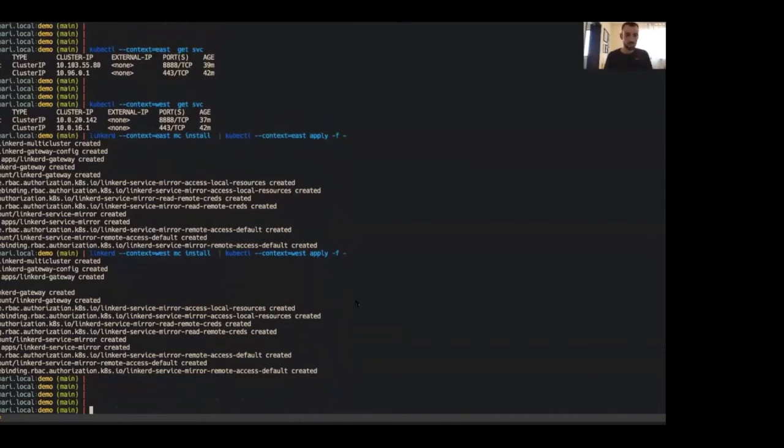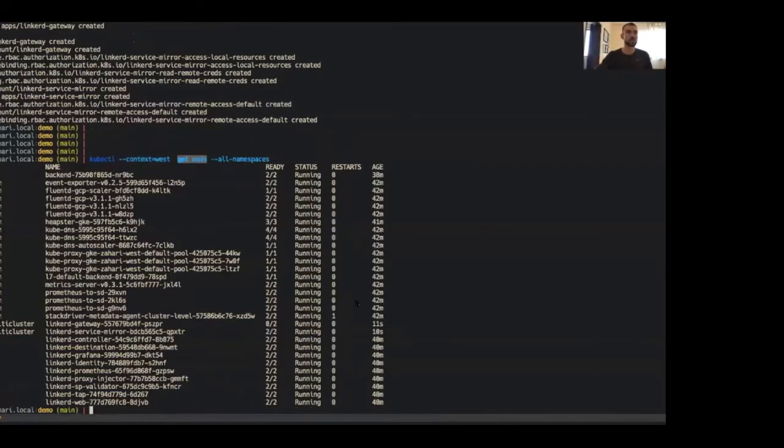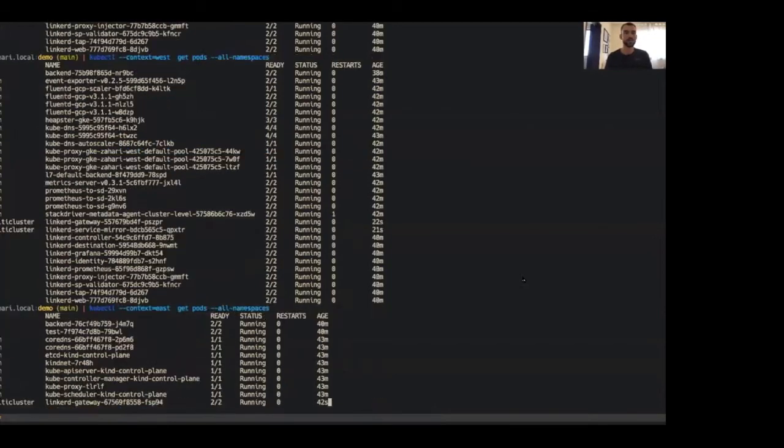So now that this is done, we can see that the Linkerd gateway and the service mirror controller are both running. Well, the gateway is still not running, but same for cluster east.